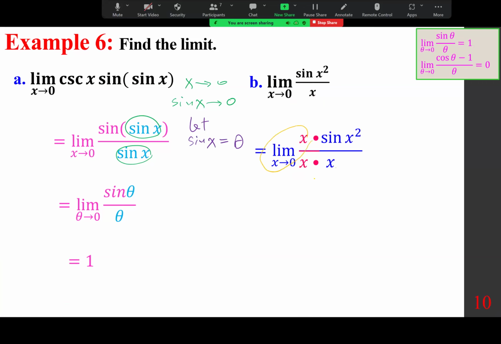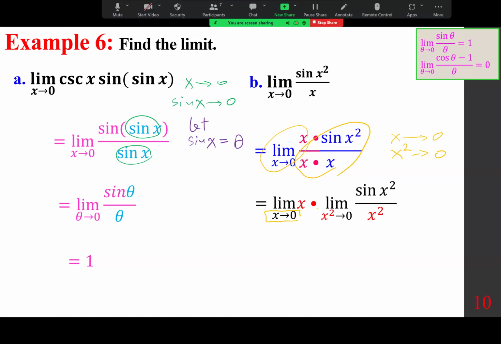This is one piece, and this is another one. So the limit of x as x approaches 0, and the limit of sine x squared over x squared as x approaches 0. But remember, when x approaches 0, so does x squared. That's why this one we keep it as x, and this one we change it to x squared because we want these three to be identical.